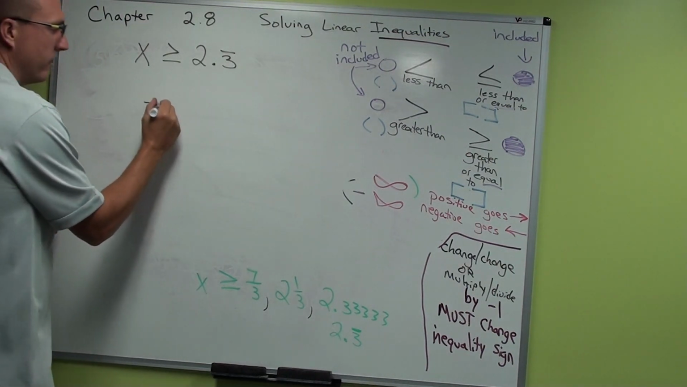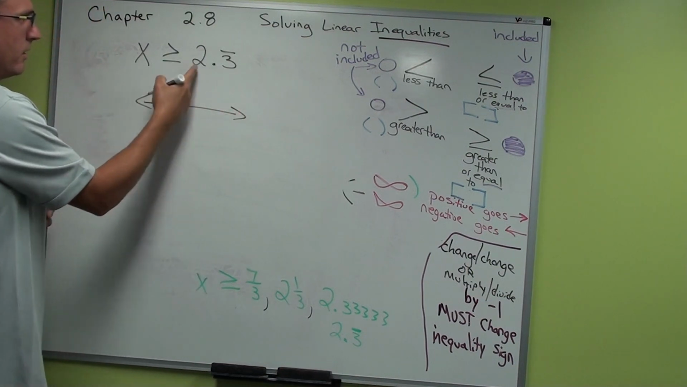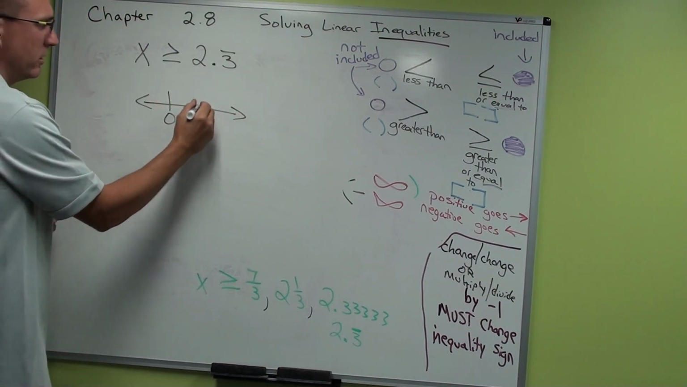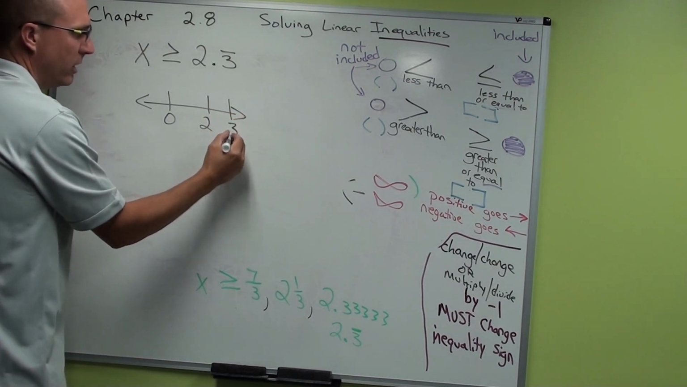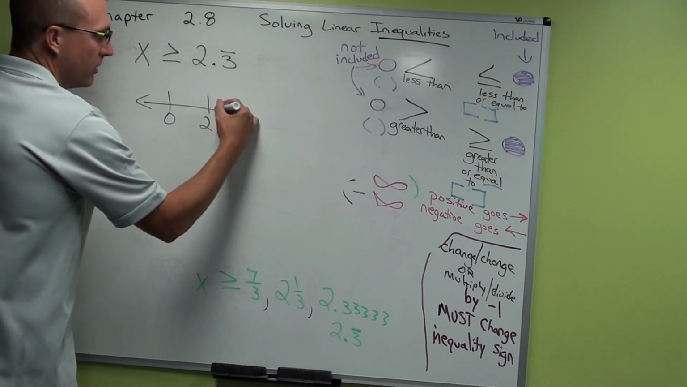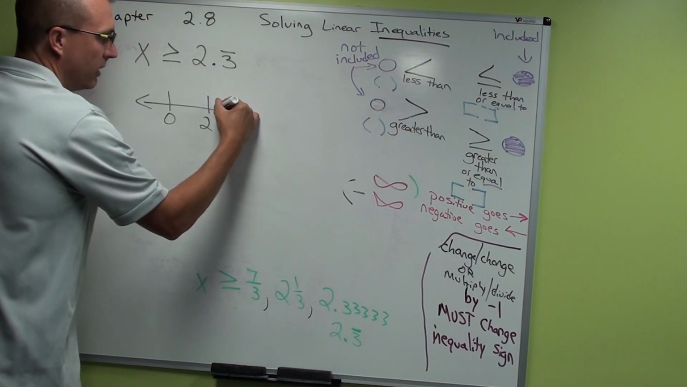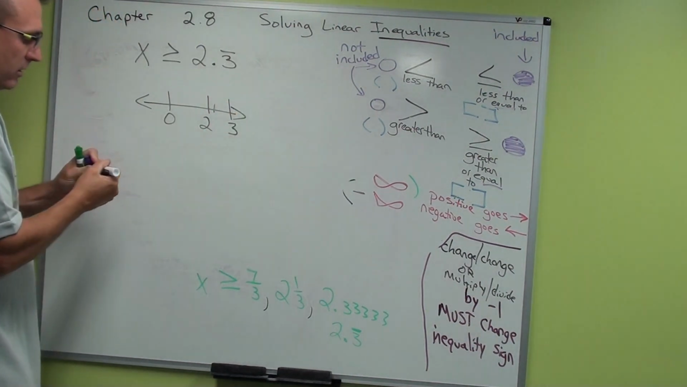Let's make my graph. This is positive, so I'll put a 0 here. I'll just put 2 here, and I'm going to put 3 here, just to show you. 2 1/3 would be about right here.